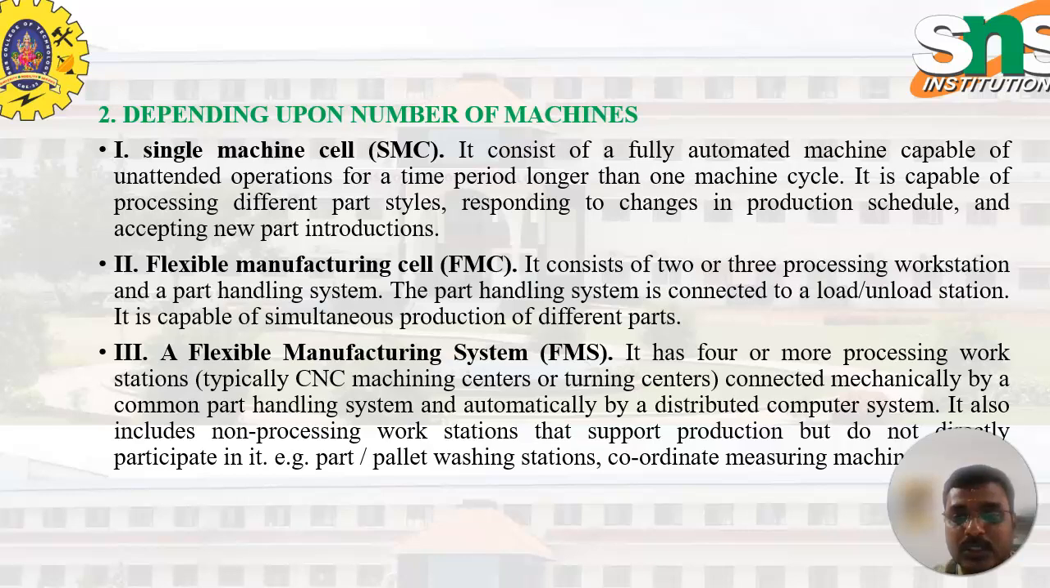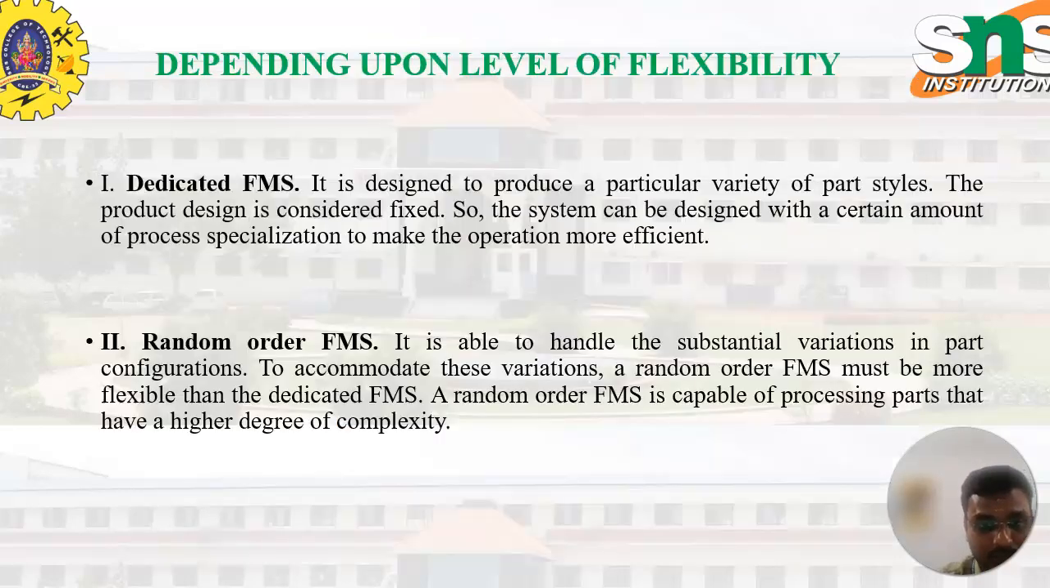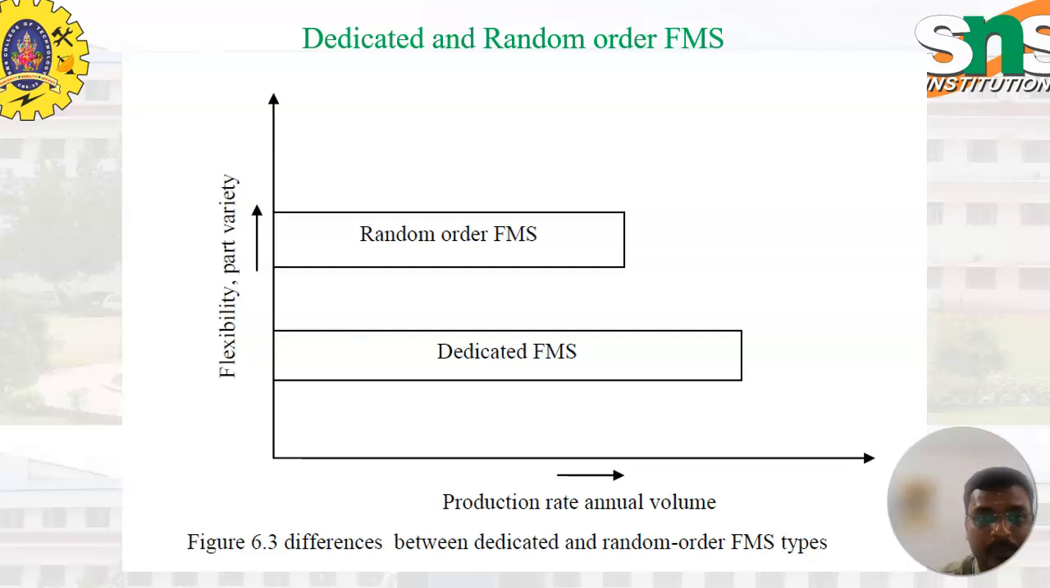The FMC consists of two or more processing workstations and a part handling system. So it will be like a layout, where the processing will be done continually. FMS has four or more processing workstations, interconnected with CNC machining centers and turning centers to complete the process. These are the categories of FMS: single machine cell, flexible manufacturing cell, and FMS. Then depending upon the level of flexibility, we have two types: the dedicated FMS and the random order FMS.